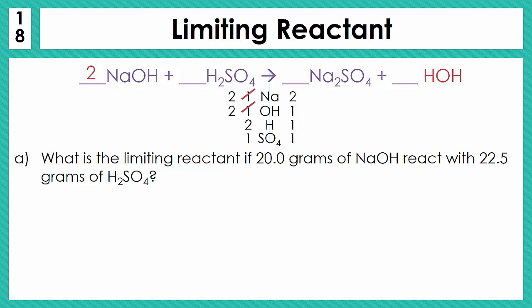2 sodiums and 2 hydroxides. And then if I go to my other side and put a 2 in front of the HOH, that gives me 2 hydroxides and 2 hydrogens. So now that's balanced.